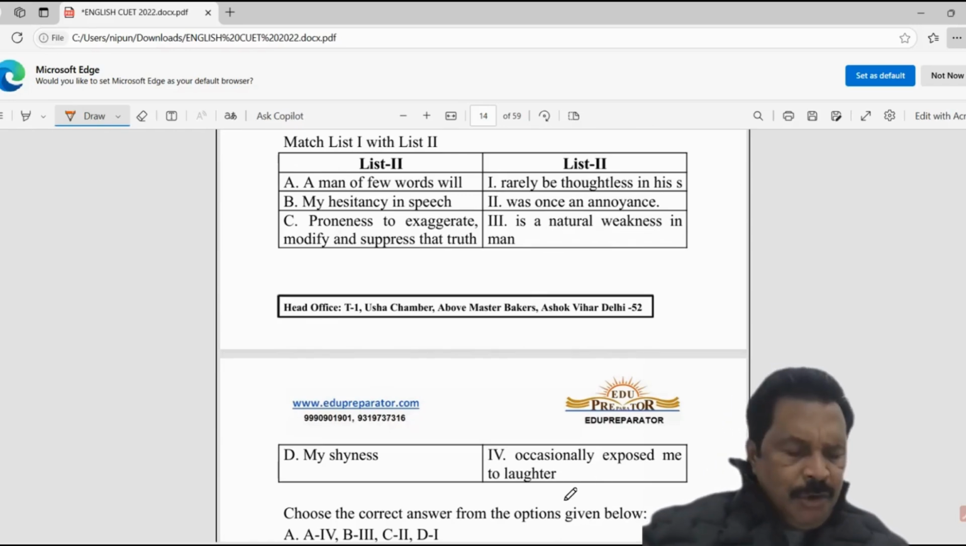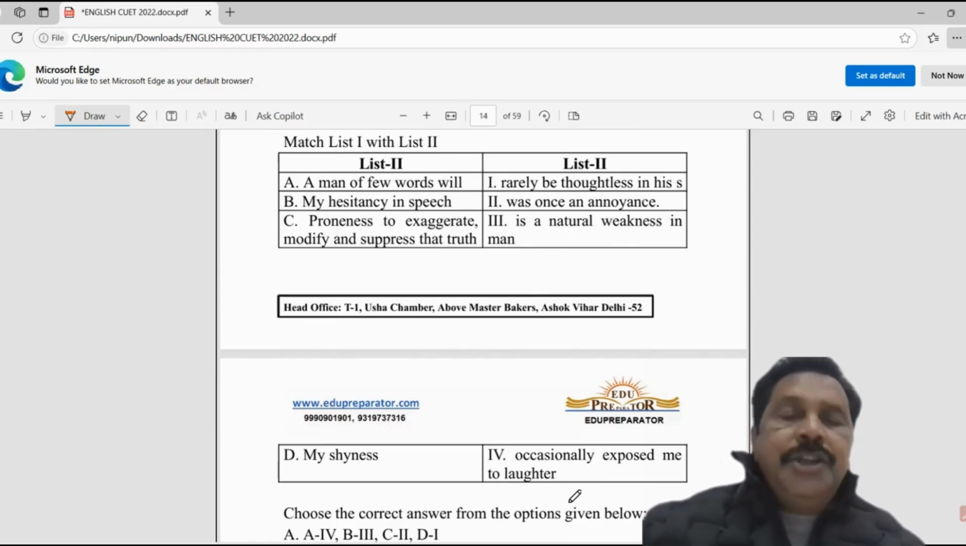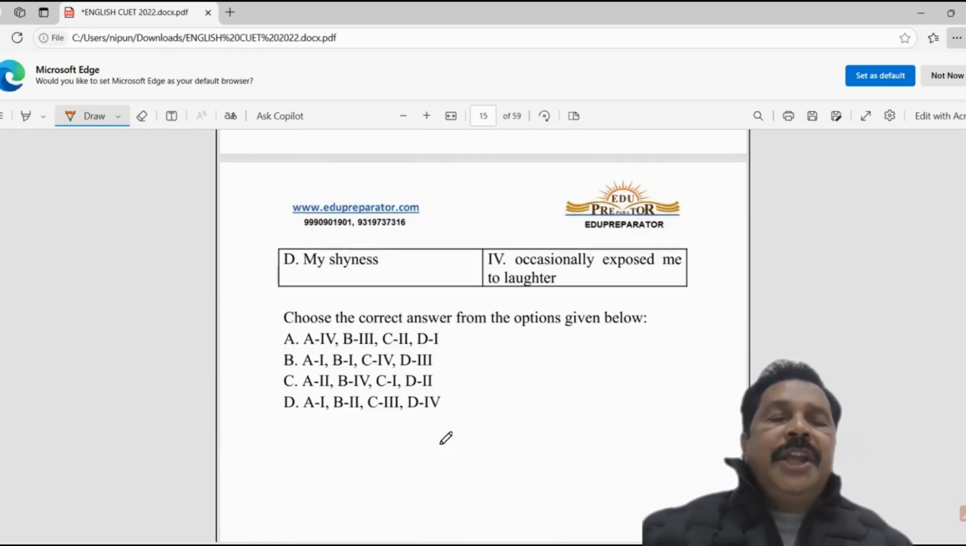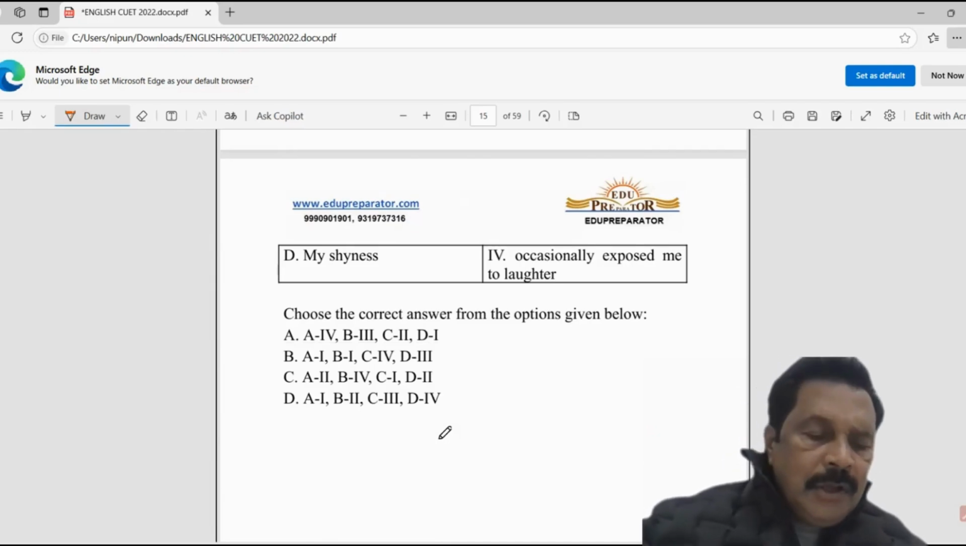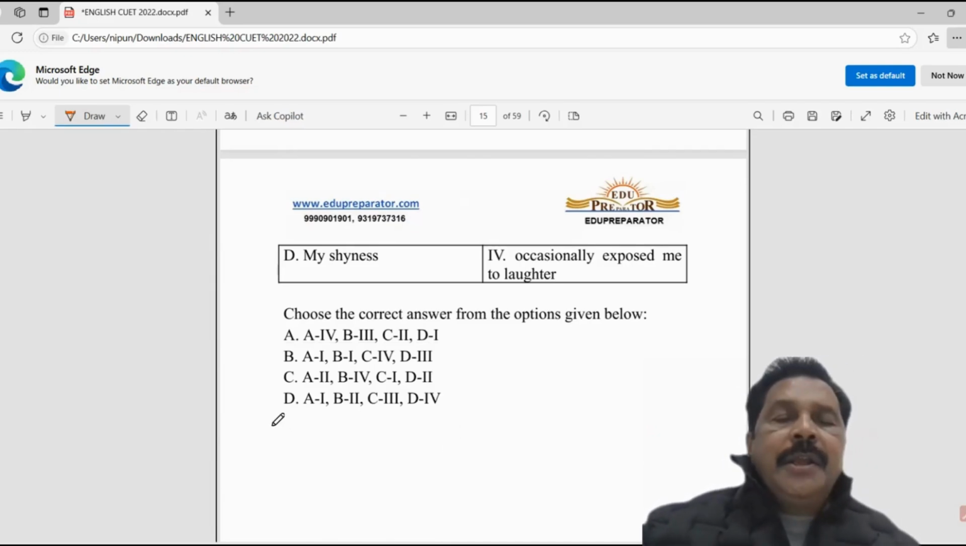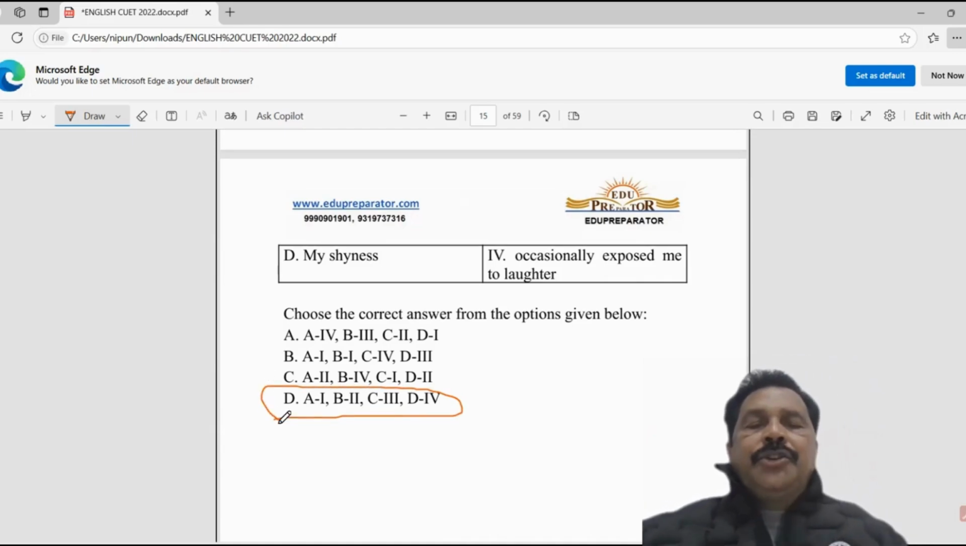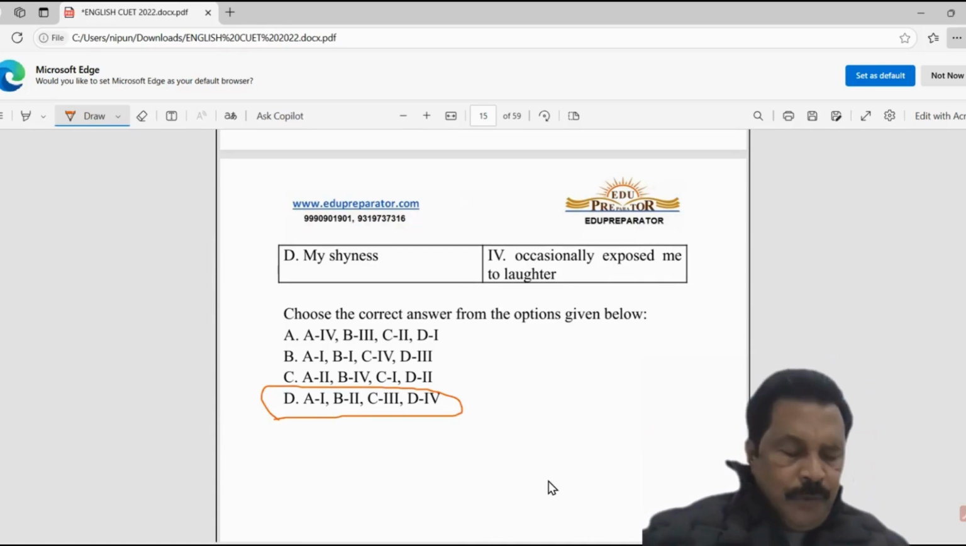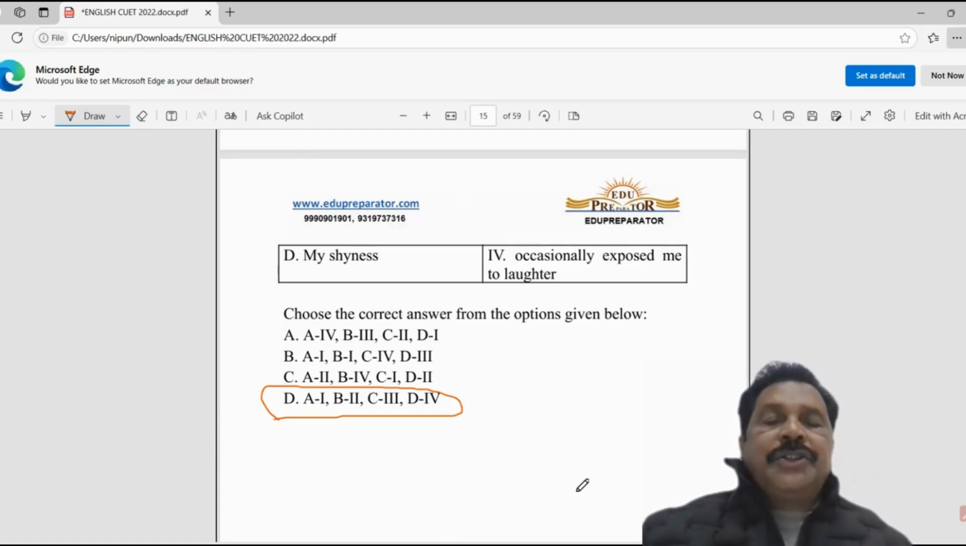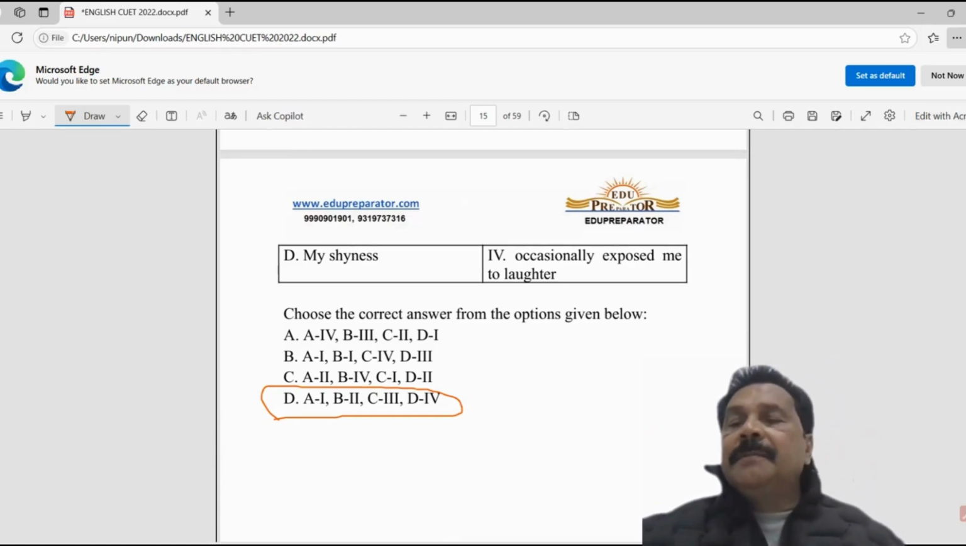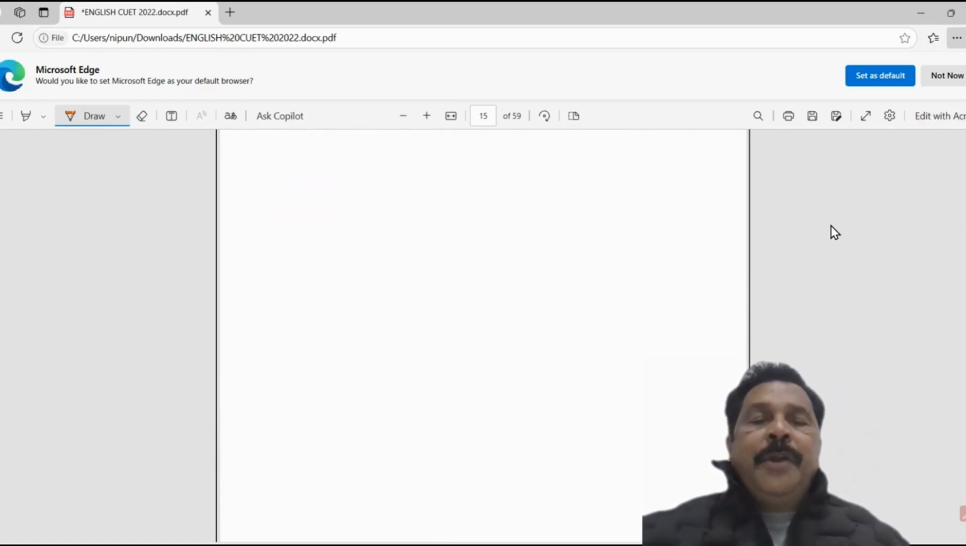If we want to see the order, that is the last option you will see. Option D, A1, B2, C3, and D4. I will explain A. First one is the answer. I hope you understood.